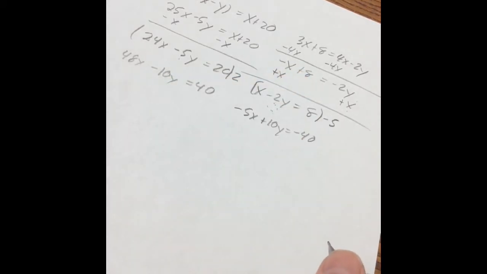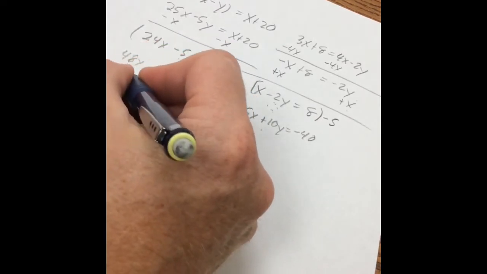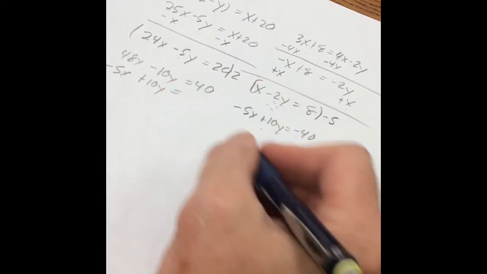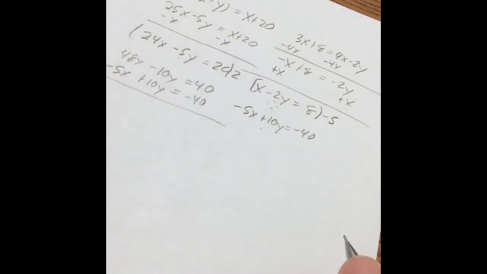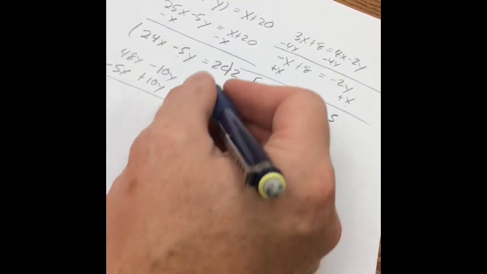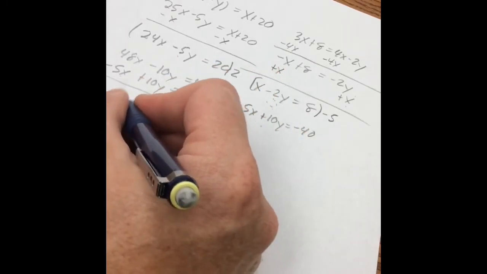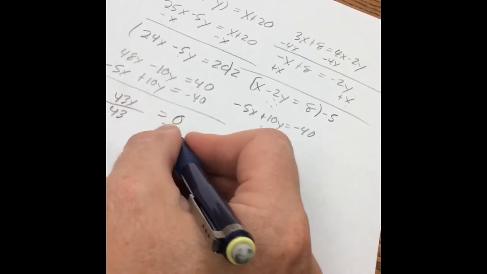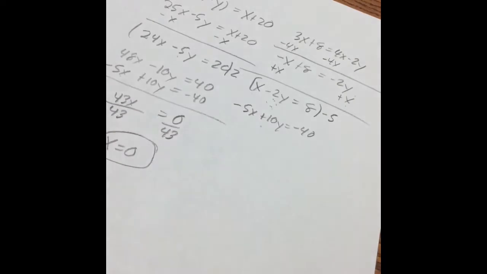Then I'll line these up and I'm going to use elimination. So I'm going to bring this guy under here. -5x plus 10y equals -40. And we got something nice happening here. Everything but the x's are going to cancel out. These guys turn into a 0, the y's cancel out, and I get 43x equals 0. When we divide by 43, we get a nice answer, x is 0.